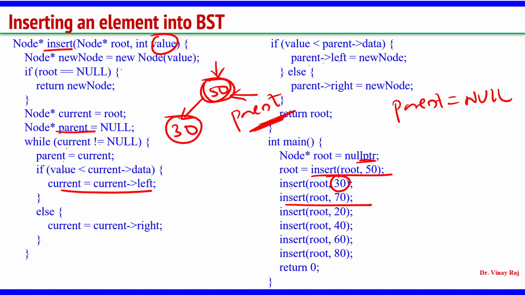Okay, it will go here. Is the root node null? No. Current is root, this is my current. Then node parent null, parent will be initially null, while current not equal to null, yes, parent equal to current, this also became my parent.